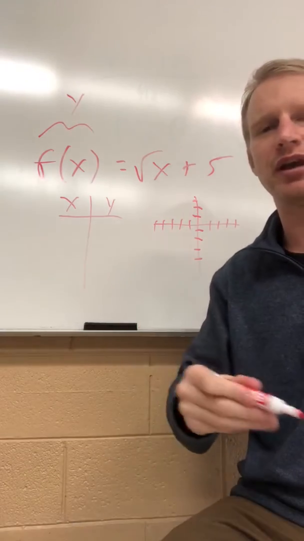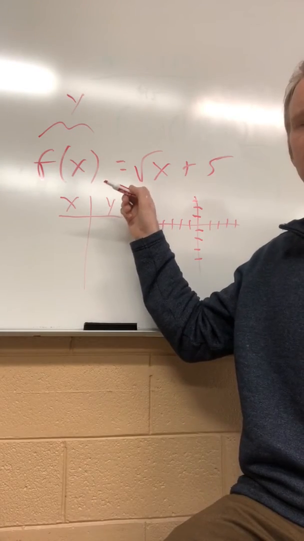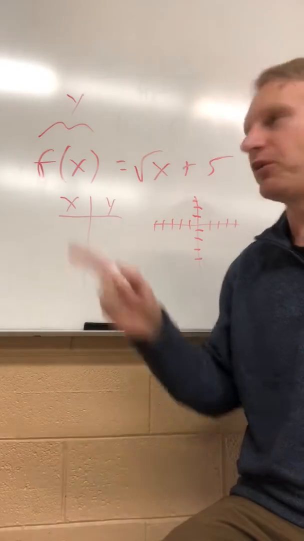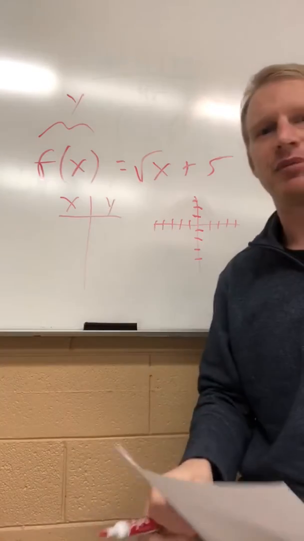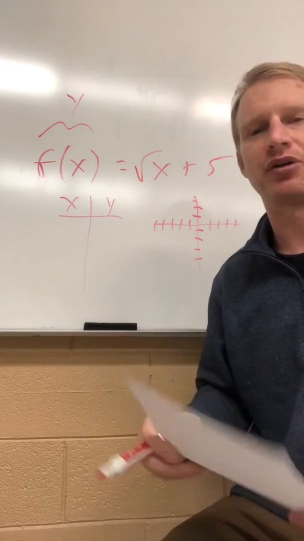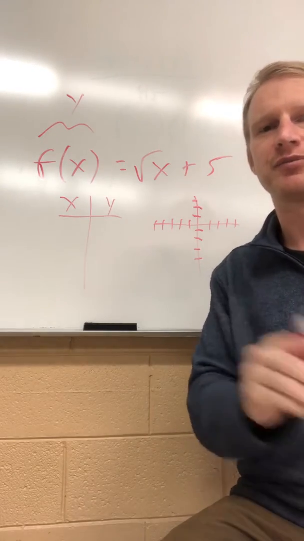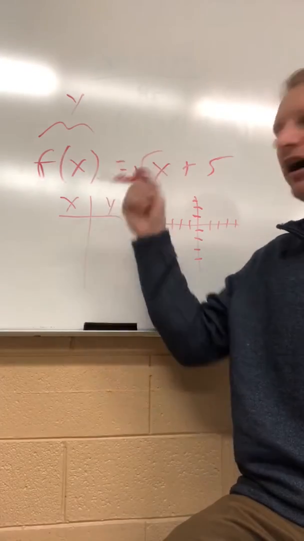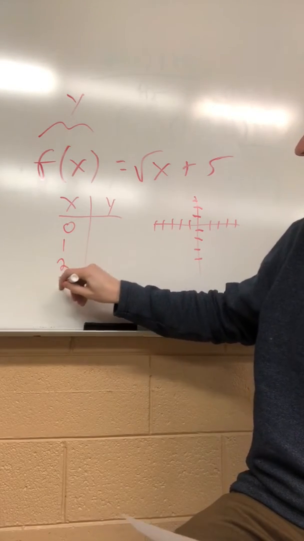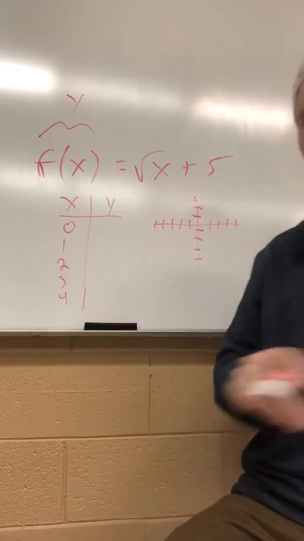Whenever we take the square root of a number, like we have here, we can only take the square root of numbers that are 0 or positive. In other words, we can't put a negative number in here, because you'll get an error on your calculator. It's not possible, and we're not going to talk about imaginary numbers in this particular class. Okay, we're only going to put 0 or positive numbers in on my list of values. I'll go ahead and write 0, 1, 2, 3, 4.